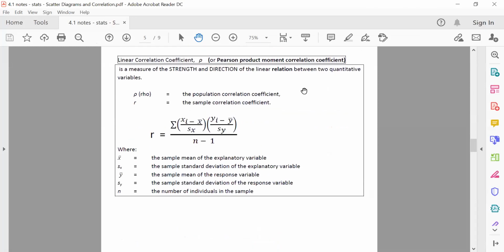Now, what we're going to compute is something called the linear correlation coefficient. Everybody can take a moment and just look at it. And oh boy, that looks nasty. That looks nasty to have to calculate. And trust me, it is nasty. And it's not something that we're going to have to calculate by hand.